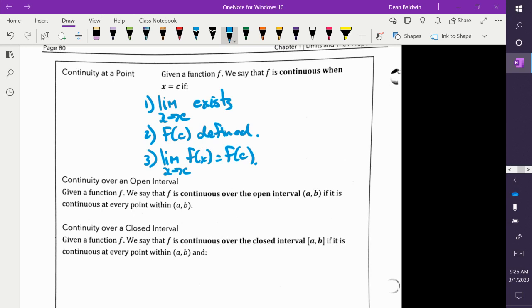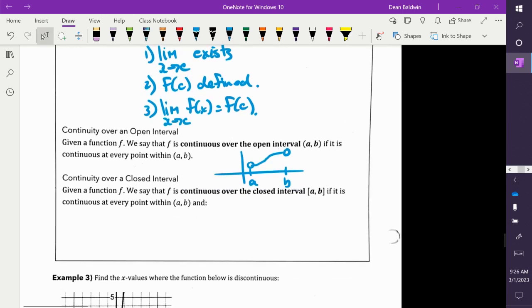I'm going to look at the last one. So continuity on an open interval, you just have to be continuous everywhere on the open interval. So what that means is this. This is a, that's b. These can be undefined at a and b, but that's fine because it's an open interval. Because of the rounded brackets, we're not including those two points. Okay? Which is kind of obvious, I think, when you look at the graph.